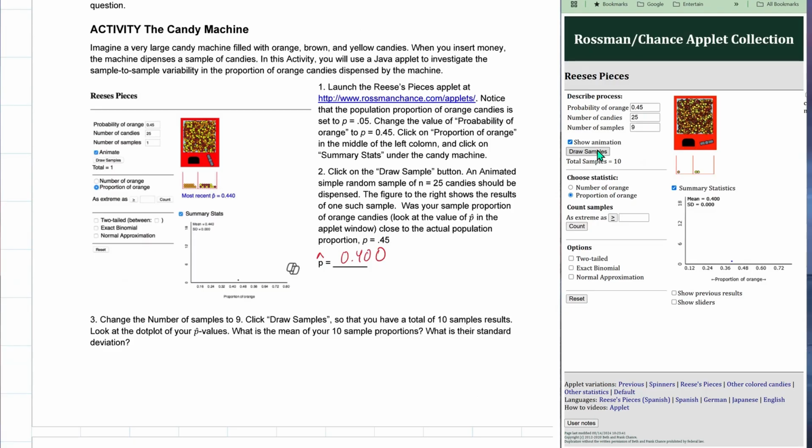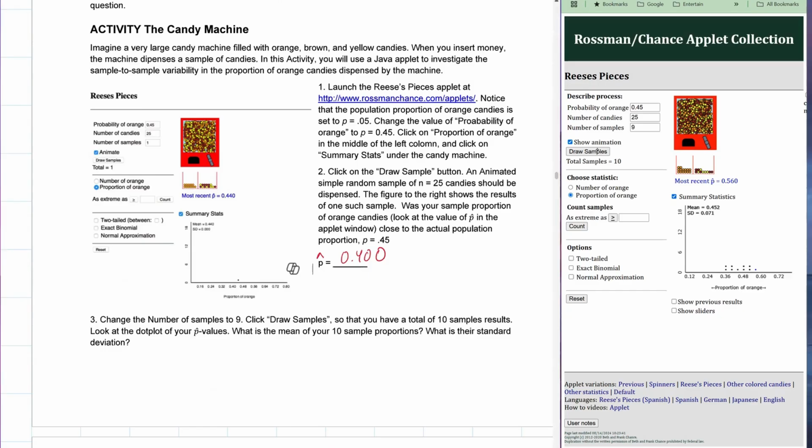Let's go ahead and do that, watching the canning machine do its bidding. So we get another sample, and every time we get a sample, we end up getting an additional dot in this dot plot. Sample after sample, each one consisting of 25 candies, and then counting up what proportion of them were orange. Okay, let's see what we get. All right, the very last sample we took was 0.56, but we can see that there are all kinds of different values of p-hat that came out.